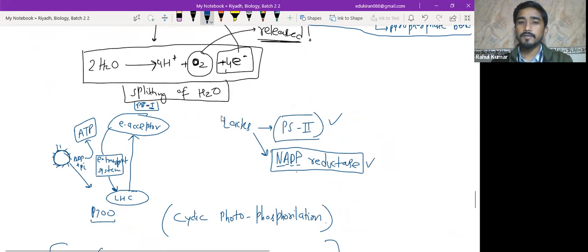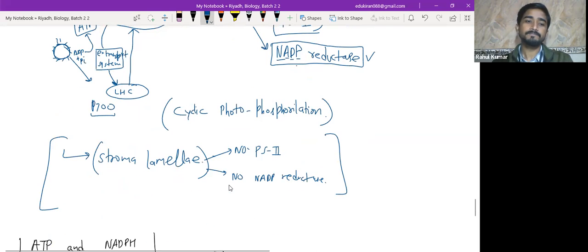And then if any plant lacks the PS2 system and only has a PS1 system, then it has to go into a kind of cyclic photophosphorylation process where there is only one LHC of PS1. So water is not required to feed that LHC with electrons now, because that electron is in a cyclic reaction, constantly making ATPs, and no NADPH is synthesized. Therefore, there is no NADP reductase also when PS2 is lacking, okay?